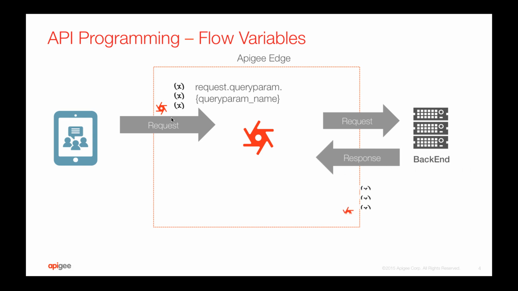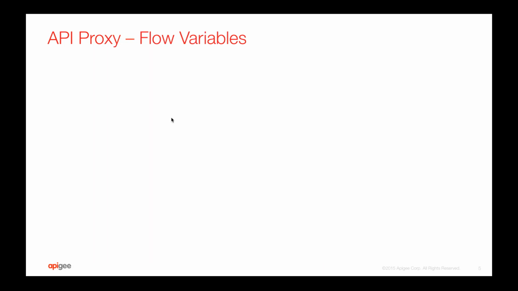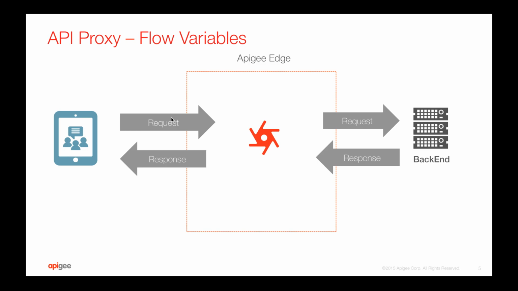And then you can take an action saying like modifying the variables before you send the request to the backend. Similarly, whenever the response comes back from the backend, there are flow variables available that you can use. For example, response.header.headername. You can do some API management or transformation before you send back the response to the client. Let's take a look at a simple use case where we can use flow variables.